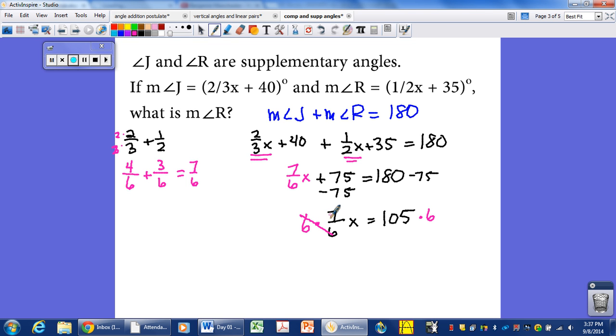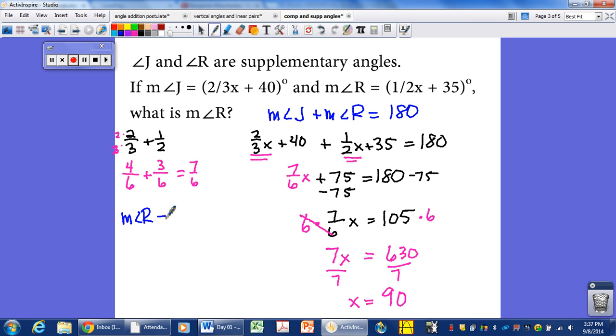6 divided by 6 is 1. 1 times 7 is just 7. So multiply both sides by 6. We have a 7x on the left side, and 6 times 105 is 630. Then we divide both sides by 7, and x turns out to be 90. So 90 is the value of x. Our question says, what is the measure of angle R? So let's plug it into the angle R equation.